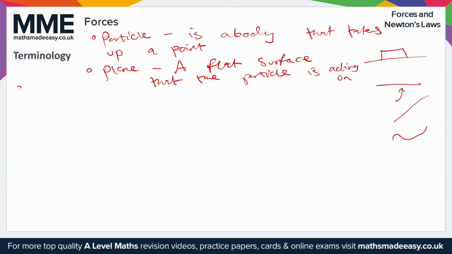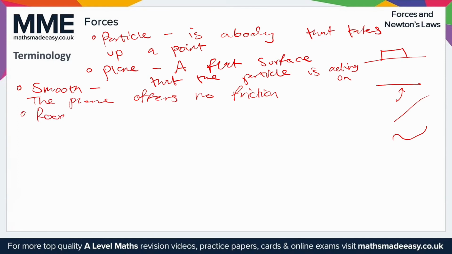So next is smooth. Now this means that there's no friction. So the plane offers no friction. So as soon as you see the plane is smooth, don't worry about the friction forces. What's the opposite of smooth? Well, rough. If you can look at that definition there, I'm sure you can guess what rough means. This means the plane offers some friction. So if a plane is ever described as rough, you should then be thinking, right, there's some friction forces somewhere. The plane offers friction.